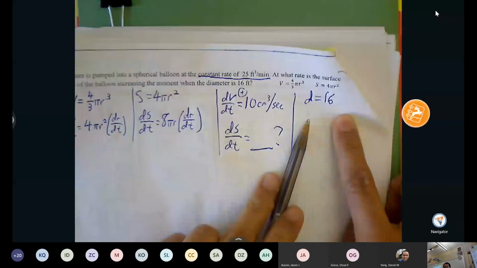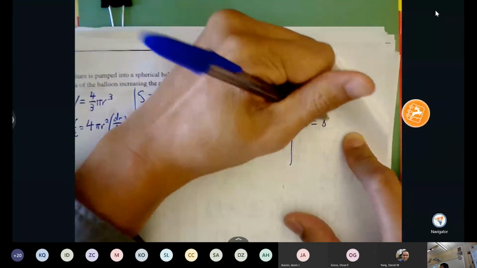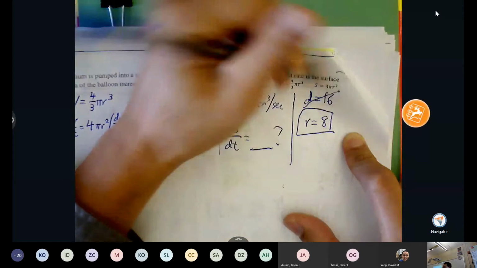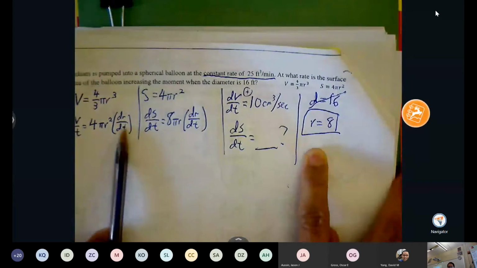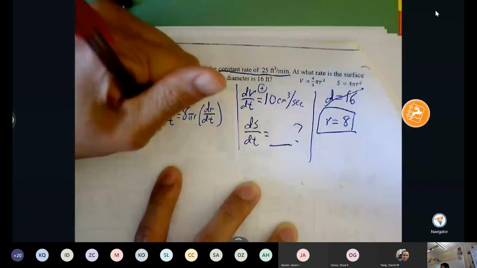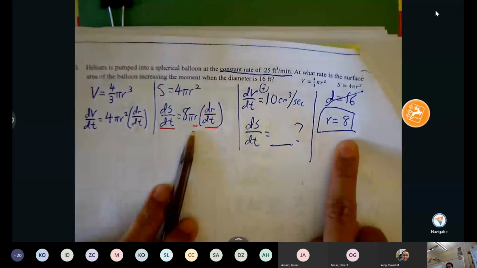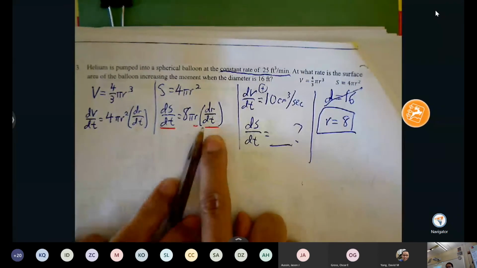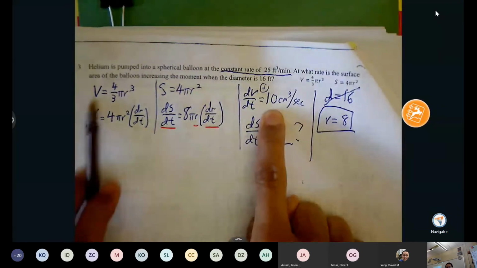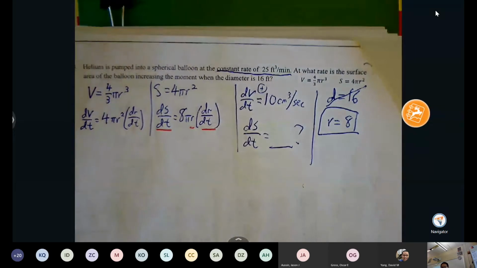Now, we don't have diameter, but what's something related that we can use? Yeah, radius. So we can ignore the 16 now. We have 8 that we can use for our problem. So we're looking for dS/dt. We need r. We need dr/dt. Looks like we have r already, but we need dr/dt, which we don't have. But maybe this dV/dt can help us get there. So see if you can use a couple of steps there to get to your dS/dt.